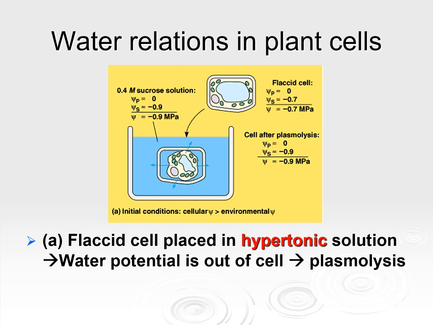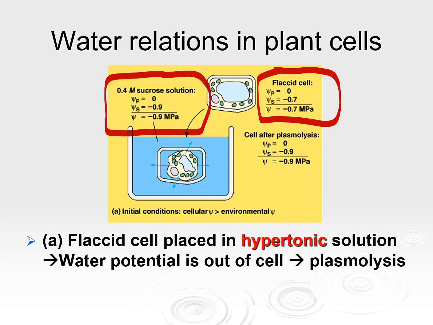Let's see what happens when we put a flaccid cell in a hypertonic solution. So in this case, we still have the same flaccid cell with a water potential of negative 0.7 megapascal, and this time we're putting it in a sucrose solution that is 0.4 molar. It is open, so there's no pressure potential, or a pressure potential of 0. The solute potential is negative 0.9, so the total water potential is negative 0.9 megapascals. Remember, water moves from an area of high water potential to an area of low water potential, so the water will move out of the cell.